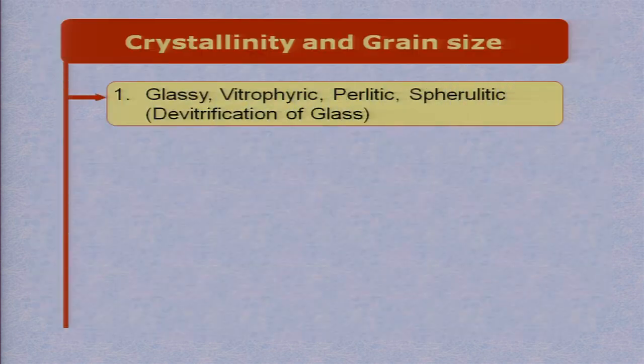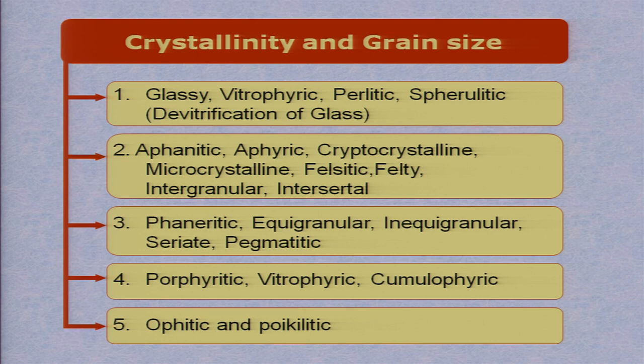Now, crystallinity and grain size is further classified as glassy or vitrophyric texture. Another variety is called perlitic texture or spherulitic texture. All these types of textures have been formed by devitrification of glass. Second is aphanitic or aphyric or cryptocrystalline, microcrystalline, felsitic, felty, intergranular, intersertal texture. They are all varieties of the aphanitic textures.